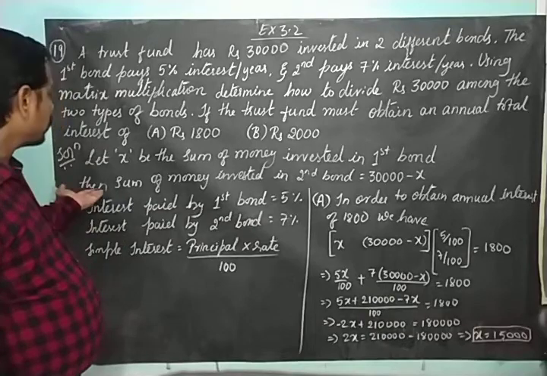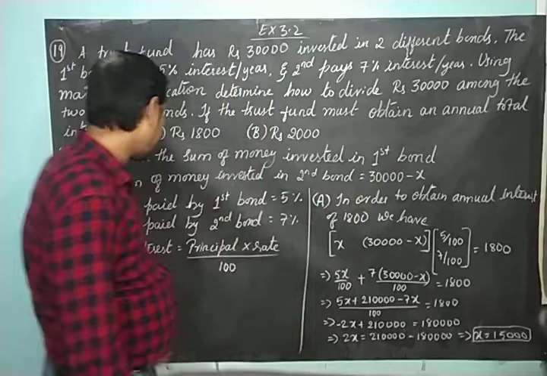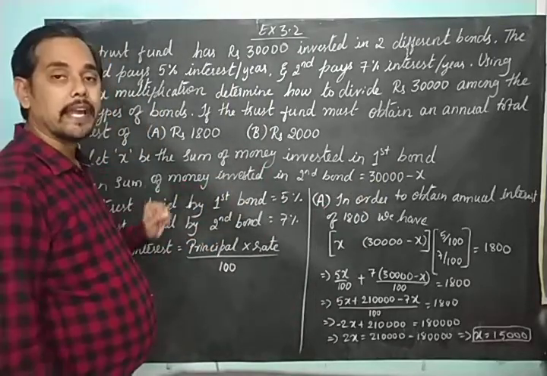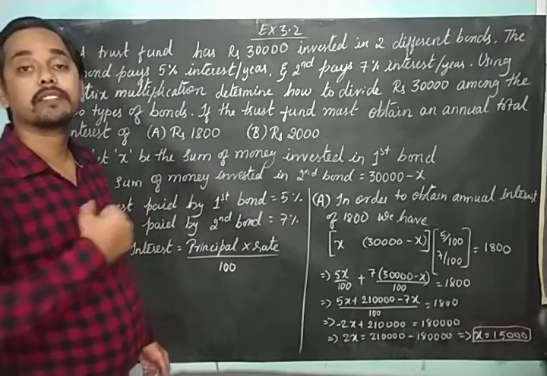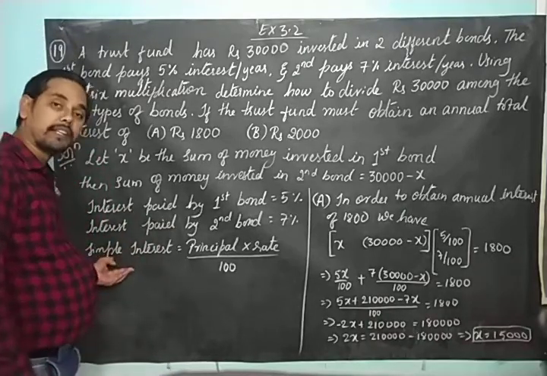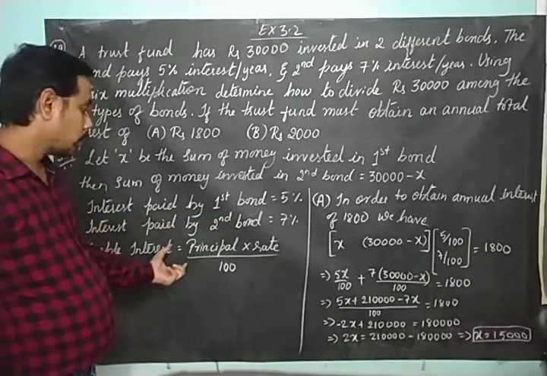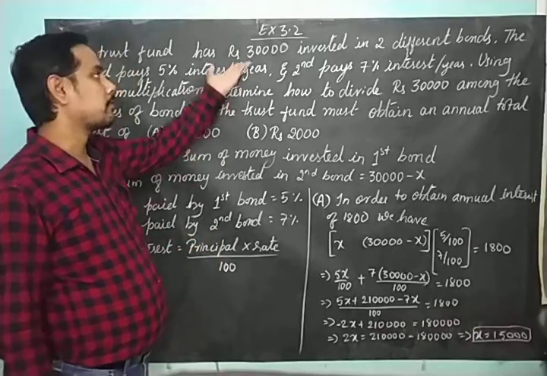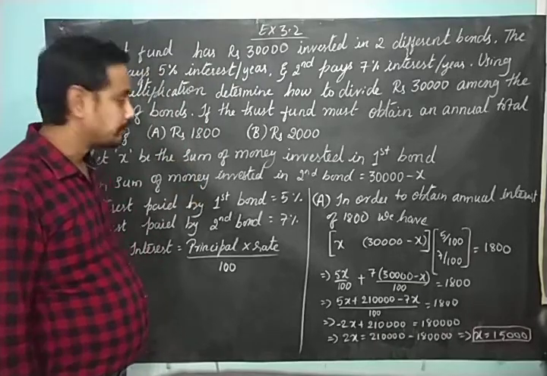Right? So the sum of money invested in the second bond will be 30,000 minus X. The first bond is paying us 5% interest and the second bond is paying us 7% interest. There should be a formula to calculate the interest. Simple interest can be calculated with this formula: principal into rate divided by 100. What is this principal? The amount we are investing, in the first bond if you are calculating for the first bond, right?